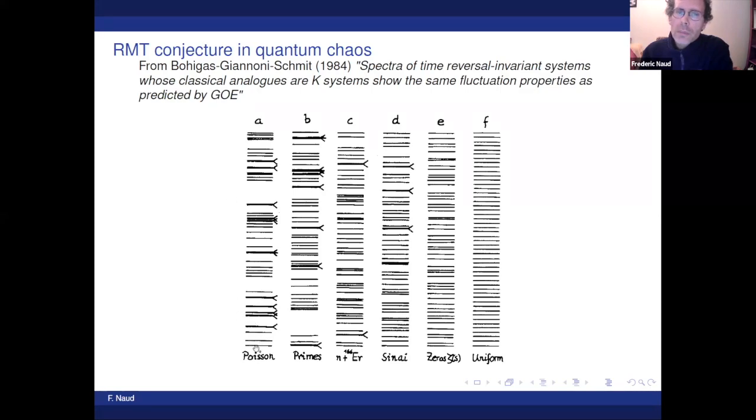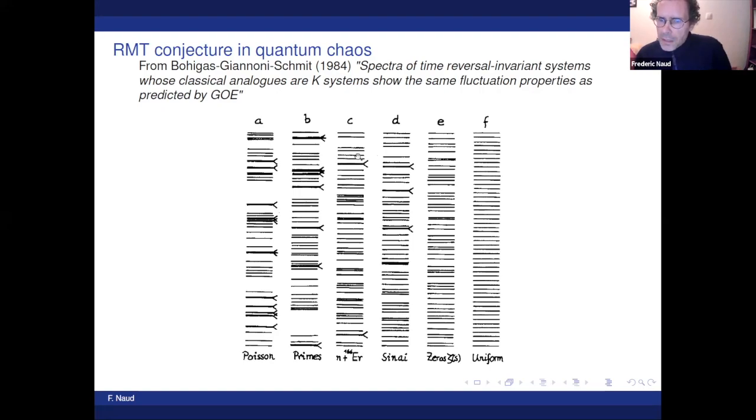So here are some energy levels of various systems. And on the left, you have completely uncorrelated levels. So it's completely random. Basically, your levels are independent random variables. So whenever you have an arrow in this picture, it means that you have some very close energy levels, very close eigenvalues. Of course, the prime numbers, they look pretty random.